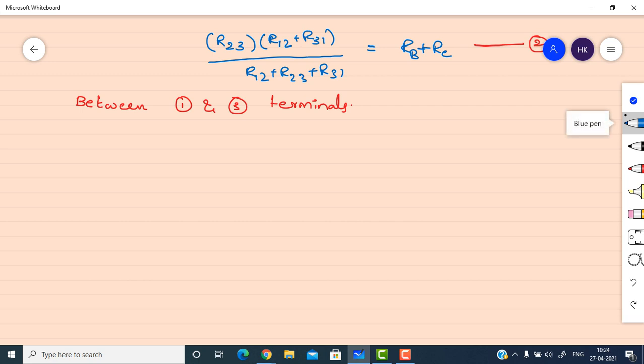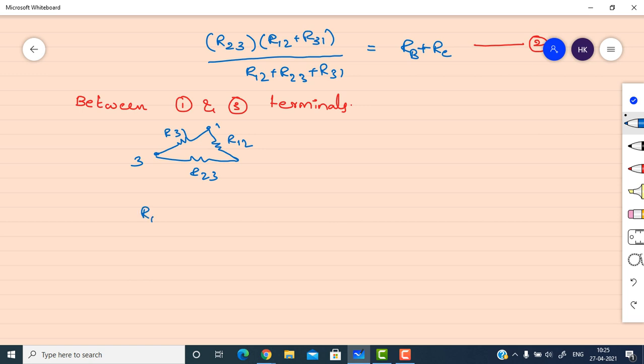In the same way, find out the equivalent resistance between the 1 and 3 terminals and equate it in the case of delta and star, and then you will get another equation. Between 1 and 3 means this is the 1 terminal and this is the 3 terminal, with R12, R23 and R31. So we are considering only the 1 and 3 terminals. There is no second terminal here.